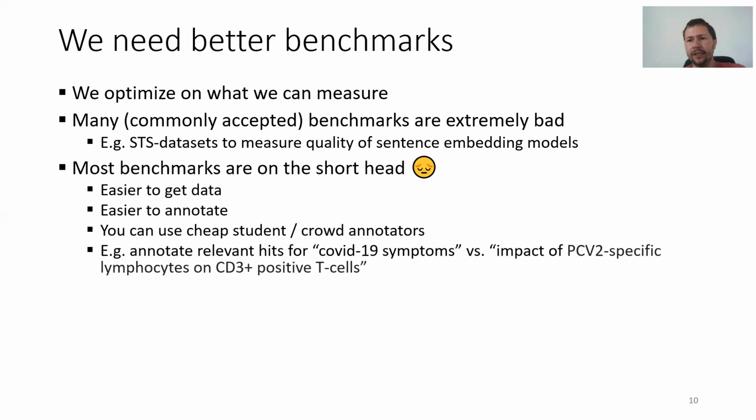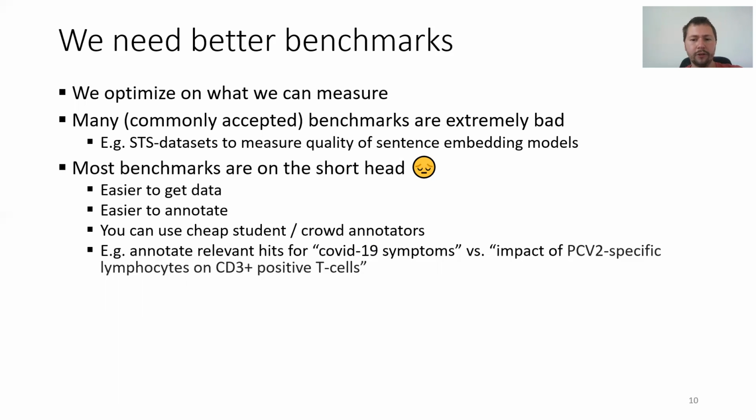First of all, it's easier to get data. It's also easier to annotate. You can use cheap student and crowd annotators for that. So imagine you have a search task where you want to input queries related to COVID-19, and you want to annotate relevant scientific publications for that. It's quite easy if you have a search query like COVID-19 symptoms.